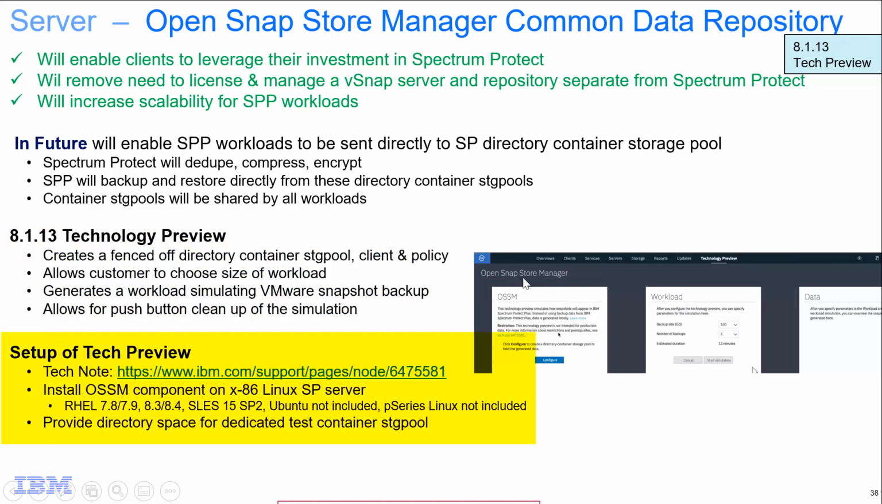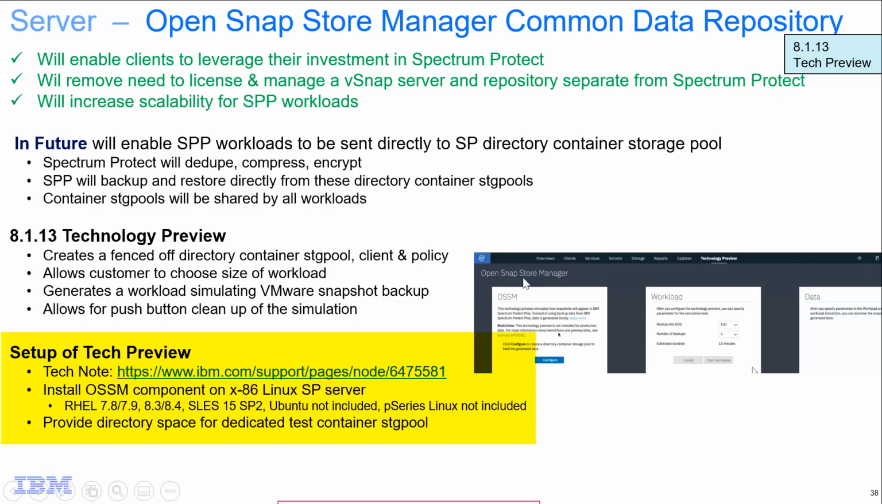So with this tech preview, you will have to install an OSSM agent that's part of the Linux server code drop. And there are some requirements if you read the setup notes in the tech note. For instance, the Operations Center also has to be on the same machine as that Spectrum Protect server, and then the OSSM agent would be installed in that as well.